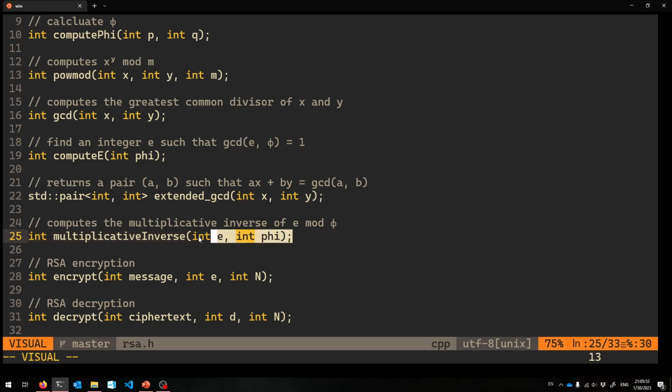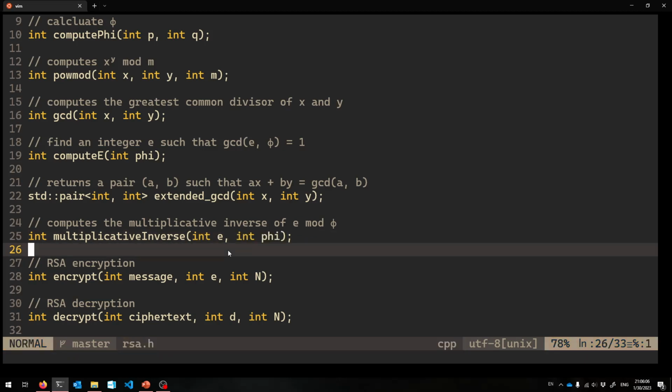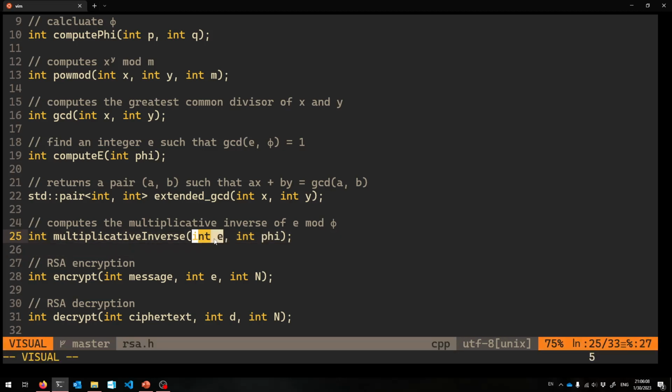And then you also know how to compute the multiplicative inverse using extended GCD. So you're going to call extended GCD inside of the multiplicative inverse function. And instead of x and y, I'm calling these e and phi, which makes sense in terms of RSA, but they're just variables. You're finding the multiplicative inverse of e mod phi. So you know how to do that in terms of extended GCD.